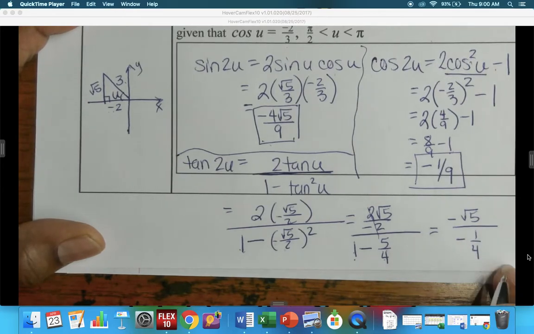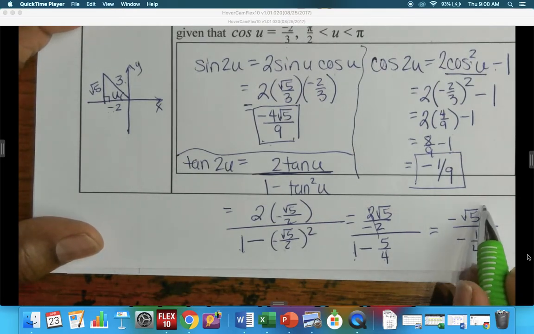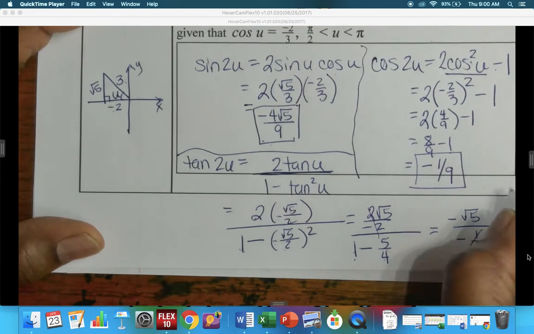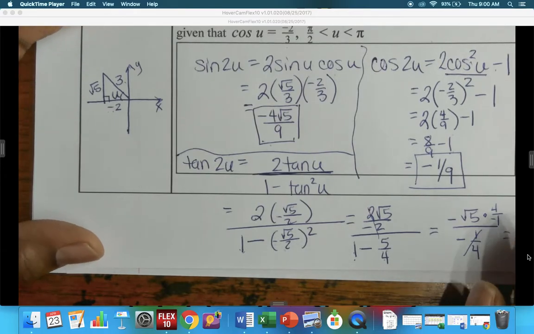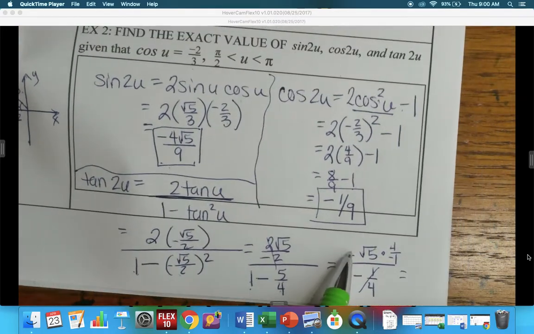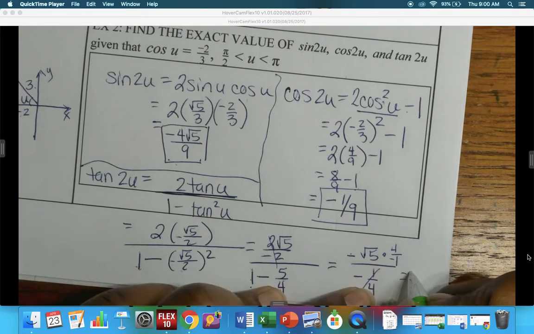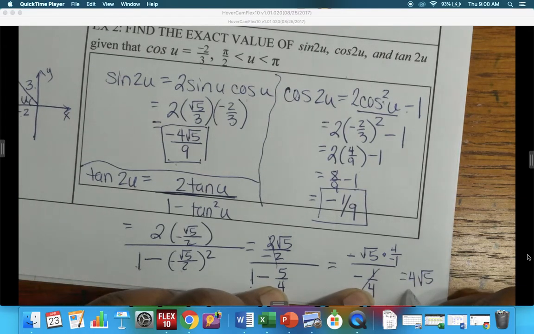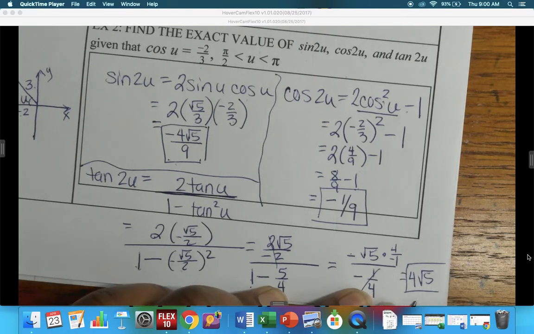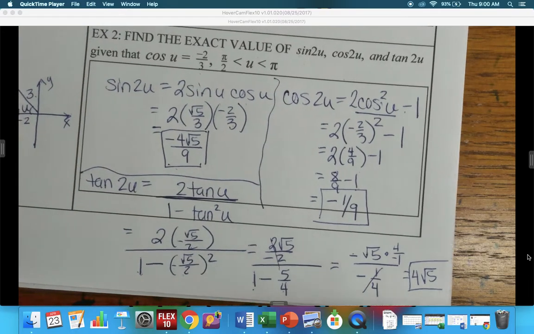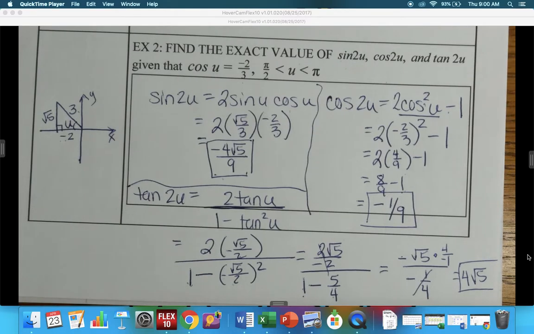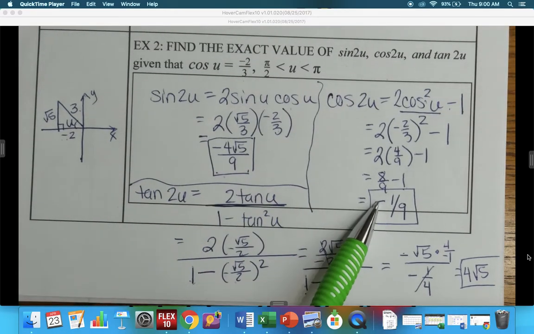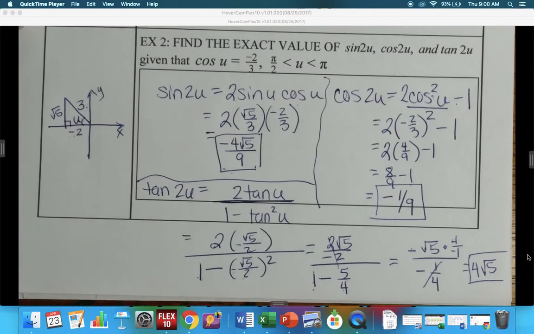All right, and of course, a number divided by a fraction is the same thing as multiplying by its reciprocal. So 4 over negative 1. All right, so ultimately my answer is positive 4 root 5. Positive 4 square root of 5. All right. So we have sine, cosine, and tangent of the double angle.